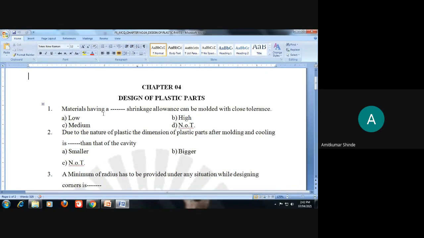Materials having low, medium, or high shrinkage allowance: which can be molded with close tolerances? To get close dimensional accuracy, shrinkage allowance should be low. The answer is A, low.